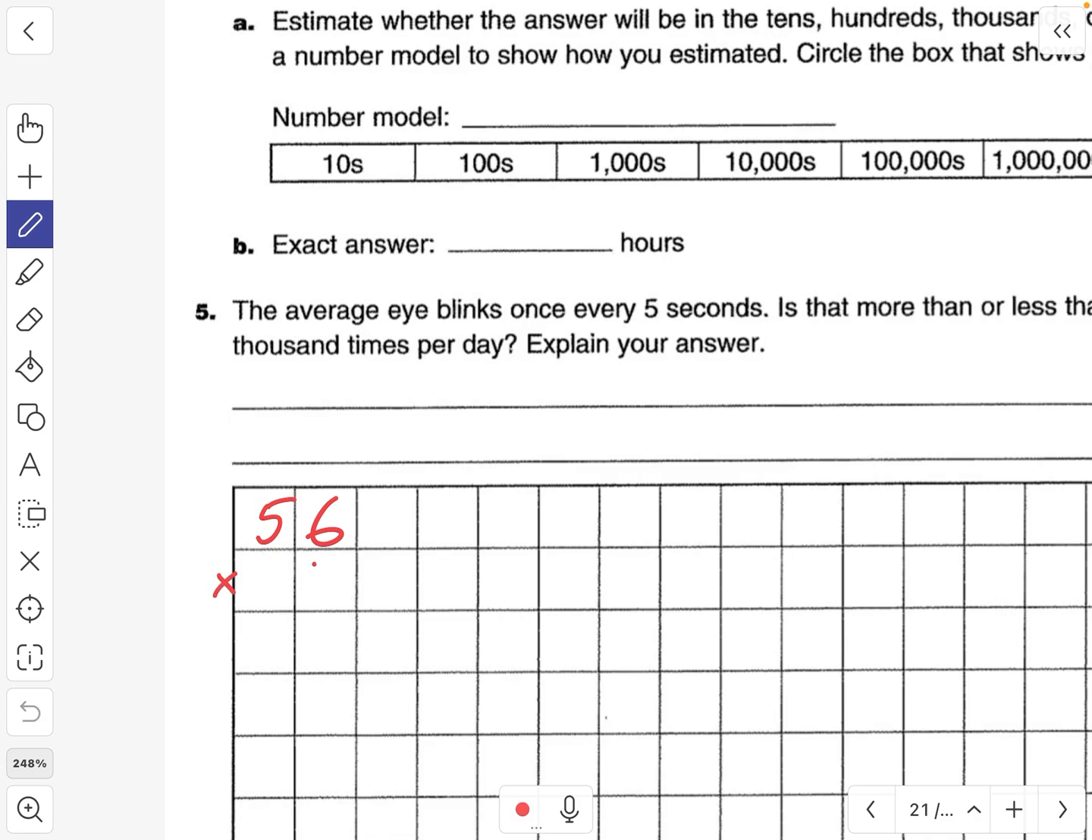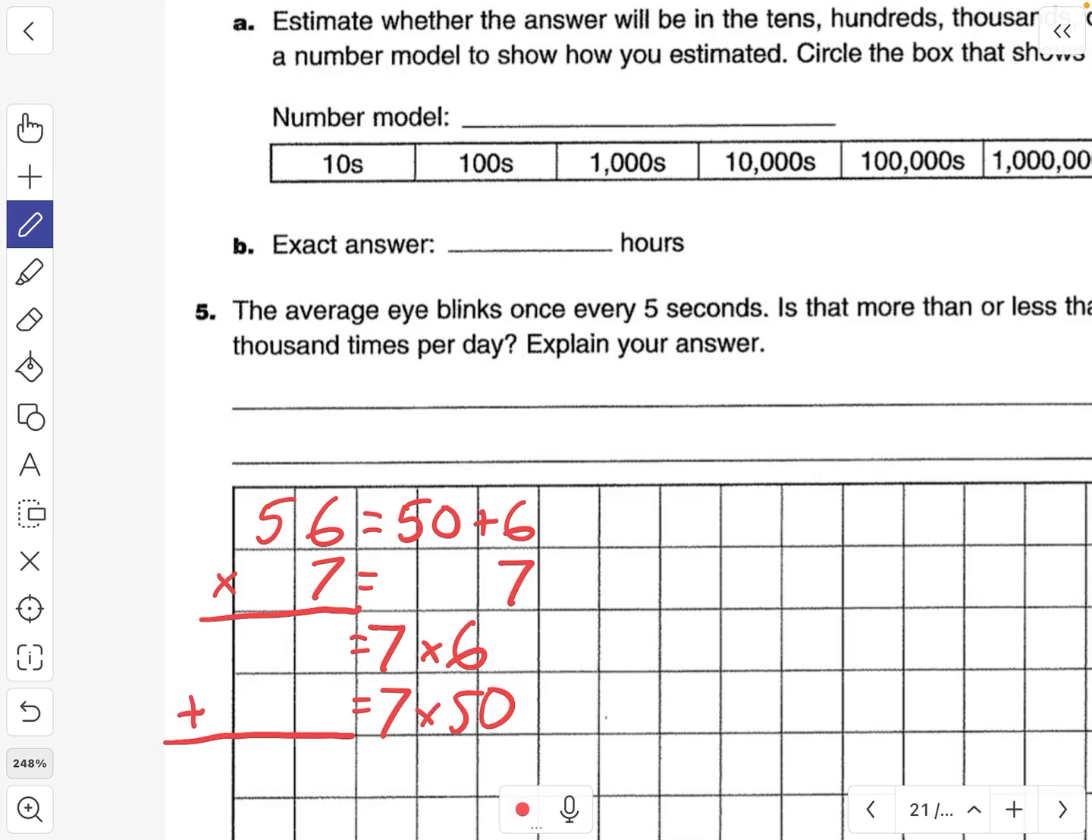56 times 7. I'm just going to lay this one out for you because I feel like that's what a good teacher does. We're going to do expanded form, turn that into 50 plus 6. 7 is still 7. And then we're going to end up with 2 multiplication problems. We're going to have 7 times 6, 7 times 50. You'll notice sometimes I start with a small number, sometimes I start with a big number. It doesn't matter which, as long as you get them all.